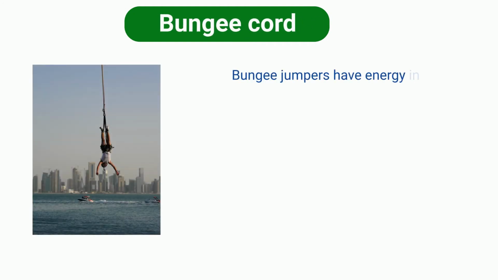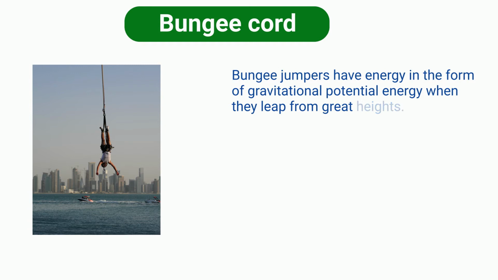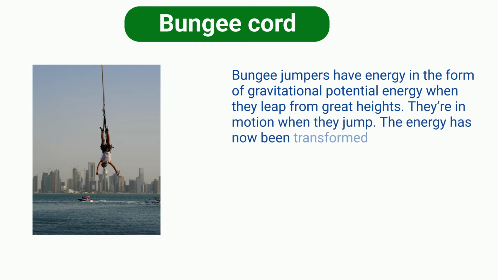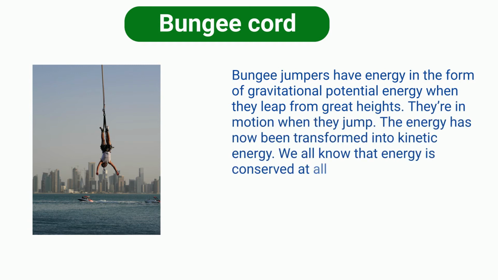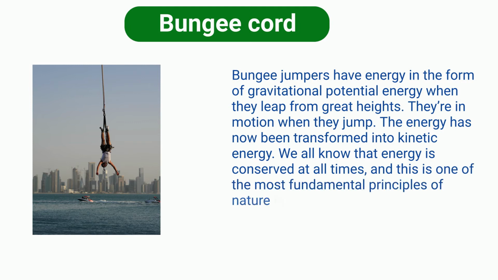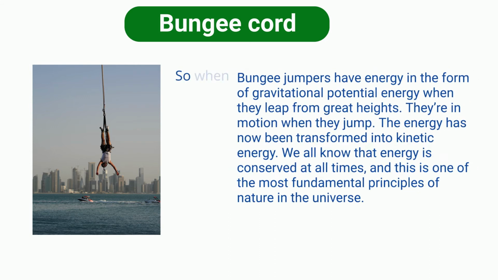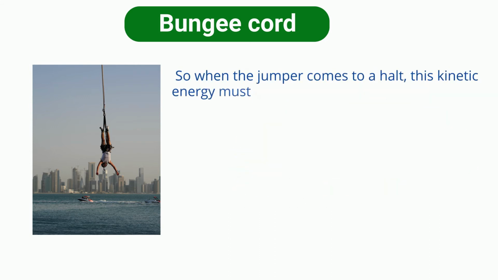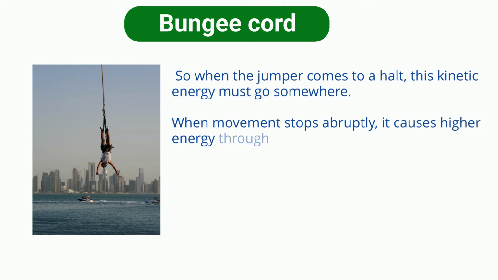Bungee cord. Bungee jumpers have energy in the form of gravitational potential energy when they leap from great heights. They are in motion when they jump. The energy has now been transformed into kinetic energy. We all know that energy is conserved at all times, and this is one of the most fundamental principles of nature in the universe. So when the jumper comes to a halt, this kinetic energy must go somewhere.